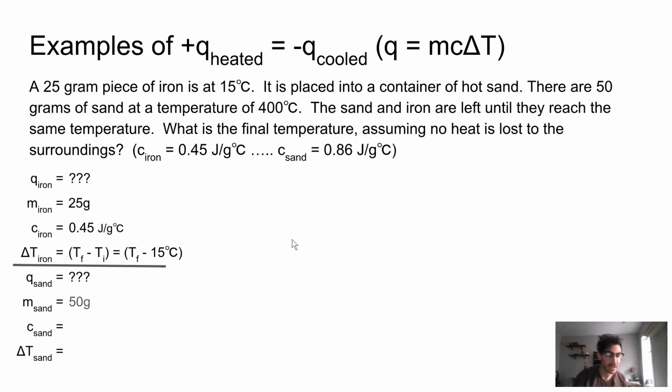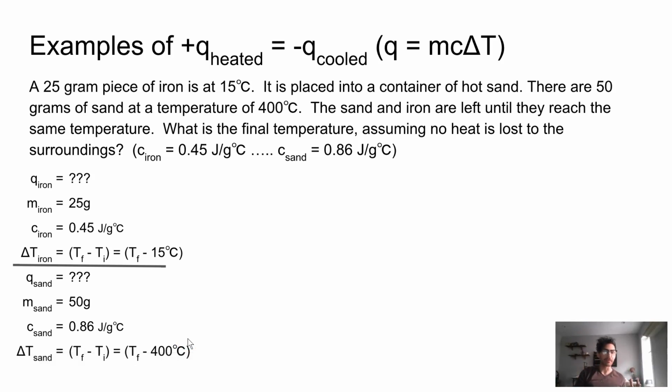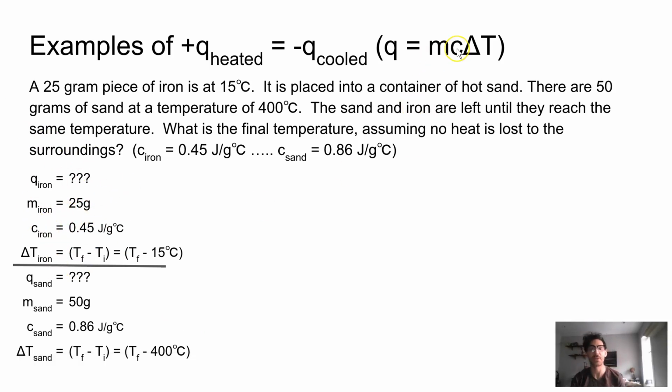I don't know what Q is. I do know the mass, though. I do know the specific heat. And similarly, I don't know the final temperature, but I know the initial temperature. Well, I don't have three complete variables for either the iron or the sand. So independently, I can't really do anything with these, plugging them into this equation.